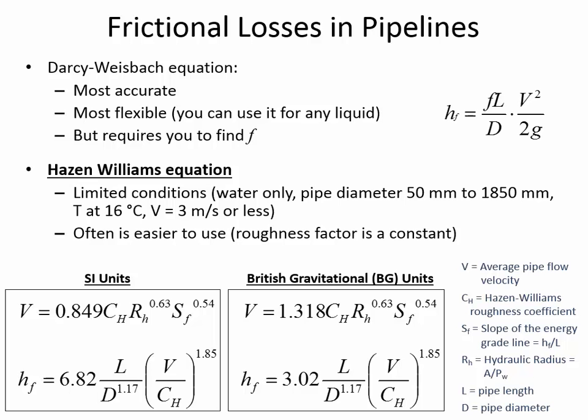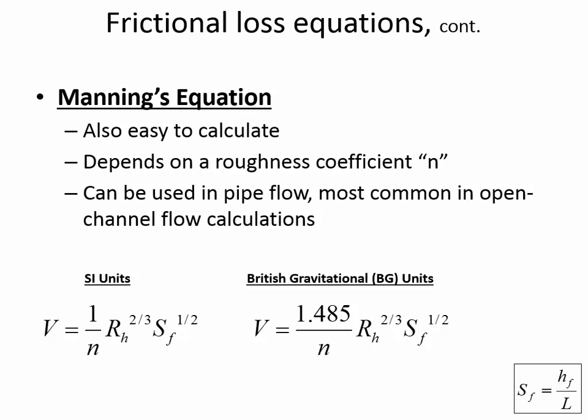Whereas the opposite is true for the Manning's equation. For the Manning's equation, since it's also in the denominator, if you want the velocity to be high, you're going to have a smooth pipe. A small n value, meaning smooth pipe, in the Manning's equation as it's expressed here, will give you a bigger velocity for the same slope of the energy grade line, S sub F.